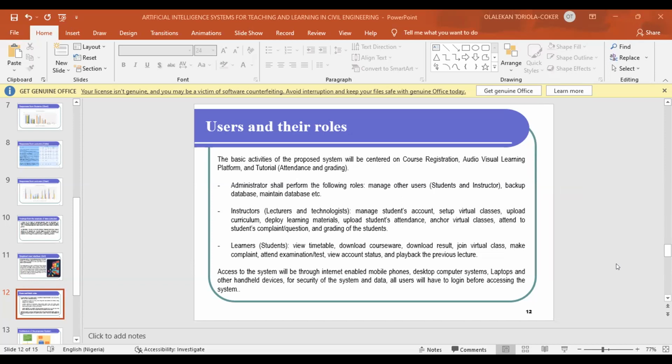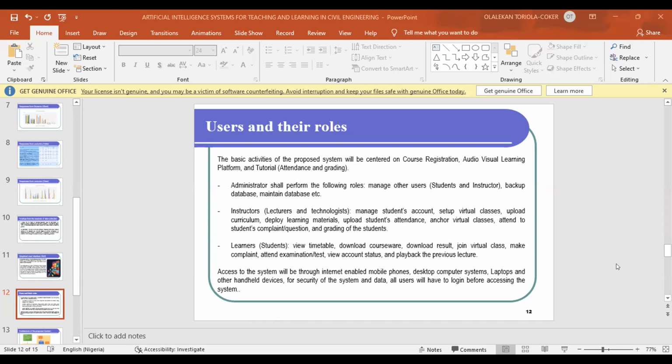As for the students, they will be able to view their timetable. They will be able to download their courseware. They will be able to download their results. They will join virtual classes. They will make complaints. They will attend exams and tests. They will view account status, and they can play back previous lectures.